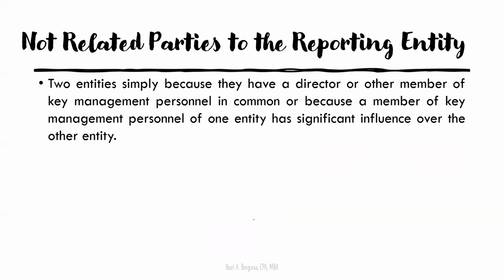So the first of which that are not related parties are two entities simply because they have a director or member of the key management personnel in common, or because a member of the key management personnel of an entity has a significant influence over the other entity. So earlier we said that those with a key management personnel relationship and significant influence are not related parties.